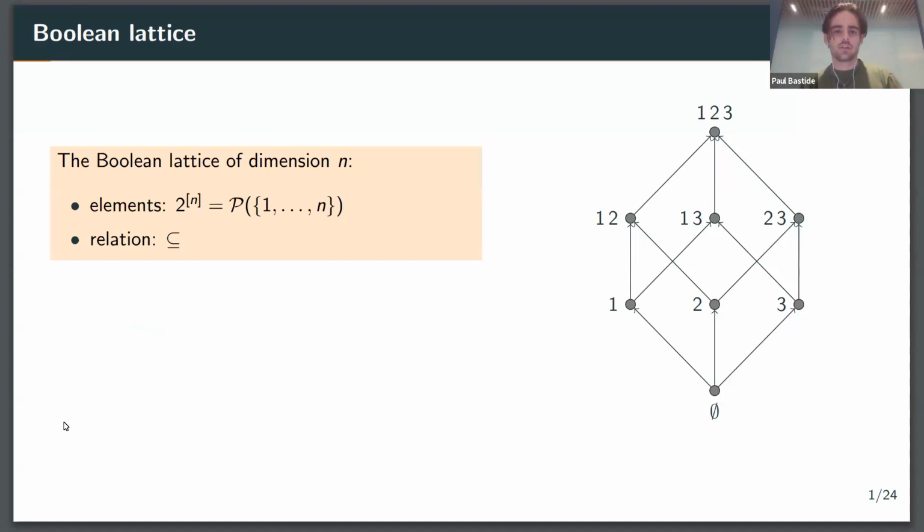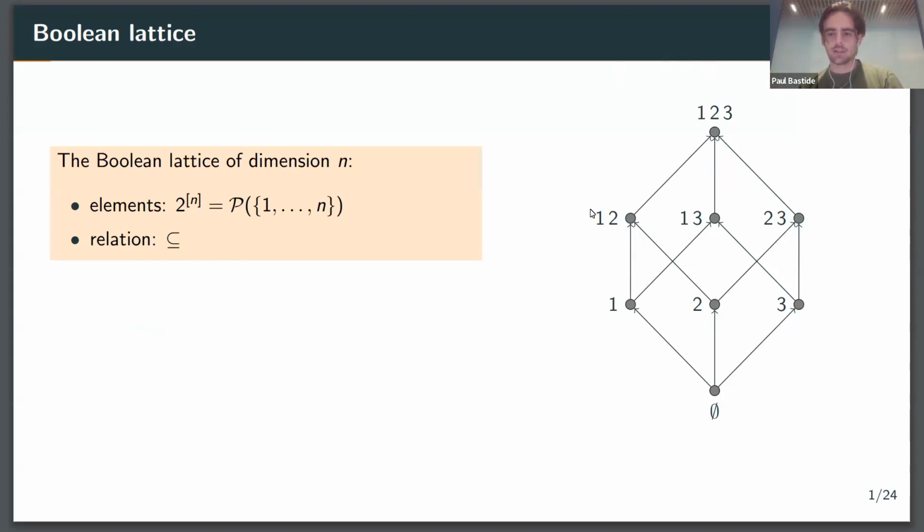Maybe the first ground set for all this talk would be the Boolean lattice. It's just the set of all subsets of 1 up to n, ordered by the relation of inclusion, and we see it as a poset, just a partially ordered set. For example, on the right, you can see the Boolean lattice of dimension 3.